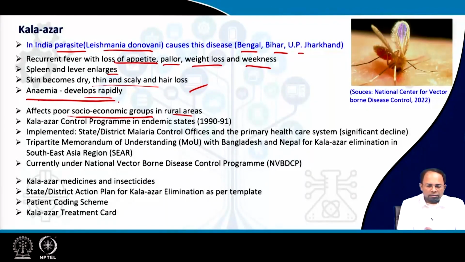In endemic states, the government started the Kala-Azar control program in 1991, and it is implemented via the district malaria control offices and the primary healthcare system.